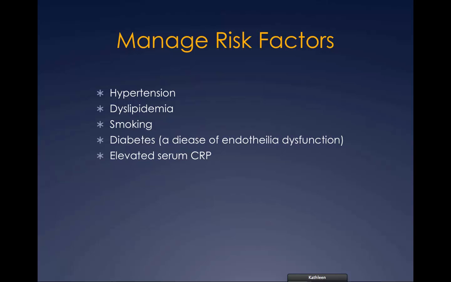So fatty streaks are found in the coronary arteries, which are the beginning of an occlusion, if you will, within the coronary arteries. And so why am I talking about pathophysiology? The new guidelines want to slow down or stop this process. So by doing that, we want to manage hypertension, we want to manage cholesterol, we want to look at smoking, we want to manage the diabetes, we want to look at the elevated serum C-reactive protein.